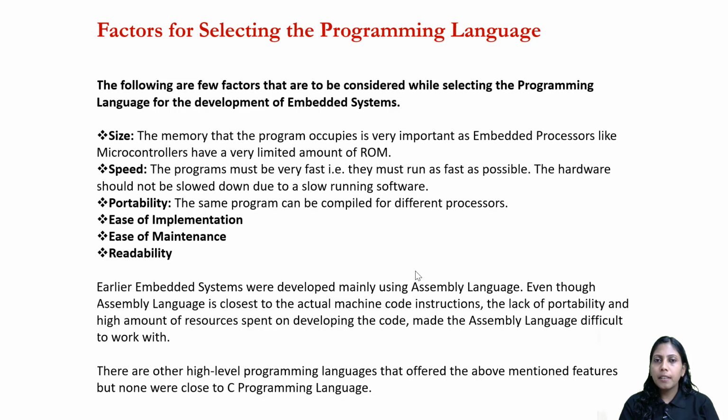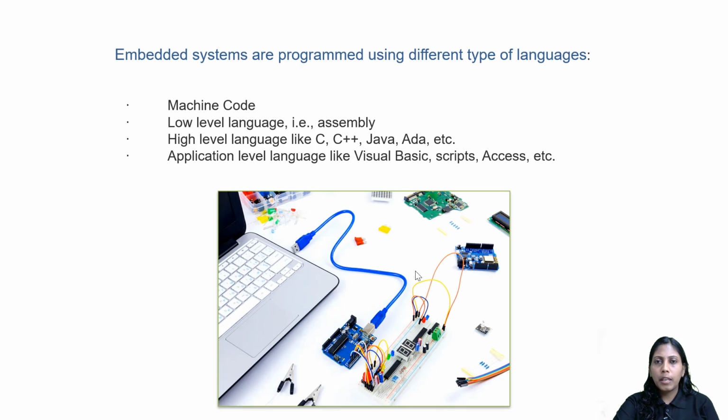Still, we haven't come to the conclusion of why again C. C is a high level programming language, right? Why can't we use C++ or Java? Let's quickly discuss it. Embedded systems are programmed using different types of languages. It can be machine code. Of course, we can't write machine code on our own. You have to write it in either assembly or a high level language, and convert that to machine code. We can also use a low level language like assembly language.